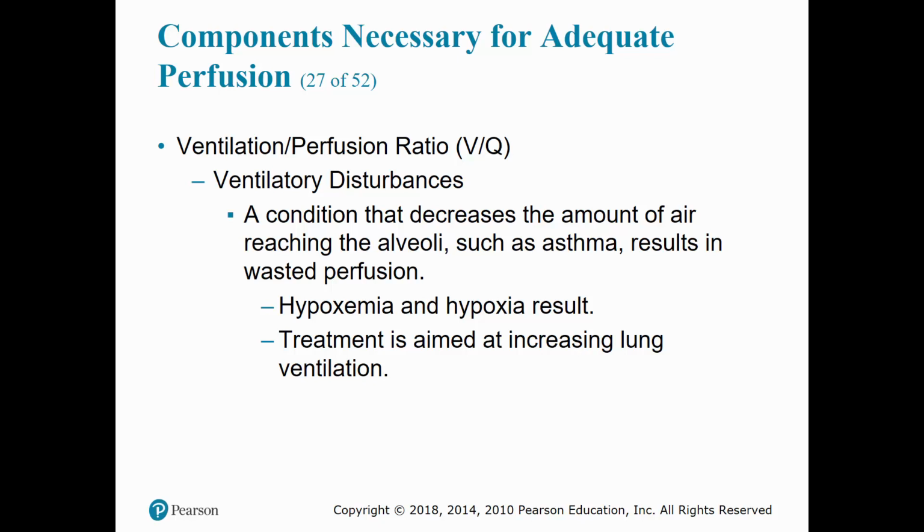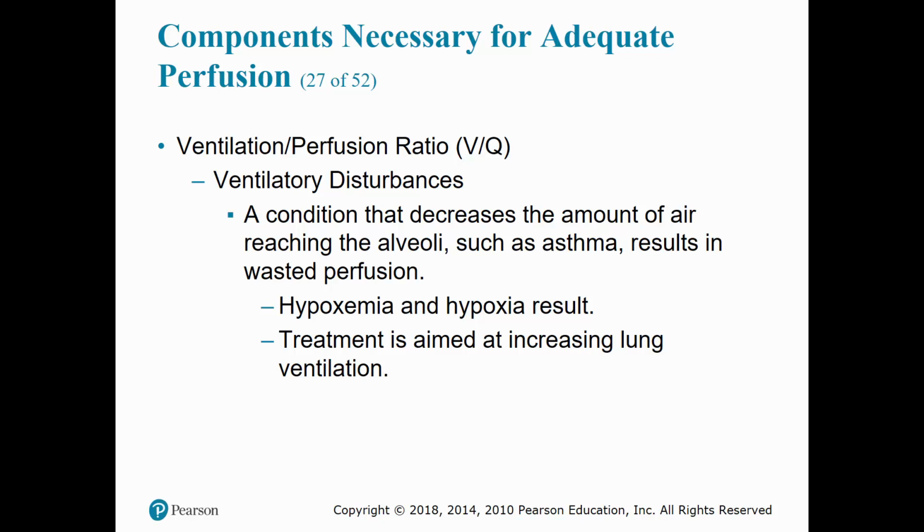A disturbance on the ventilation side of the ventilation-perfusion ratio can lead to hypoxia. If a condition or injury causes less oxygenated air to be available in the alveoli for the amount of blood flowing through the pulmonary capillaries, the end result will be less oxygen saturating the blood and less oxygen delivered to the cells, creating hypoxemia and cellular hypoxia.